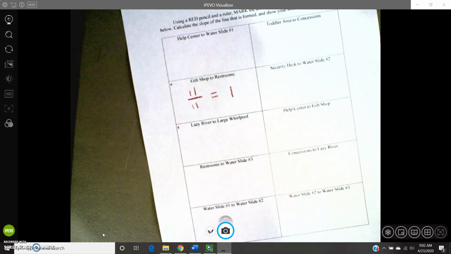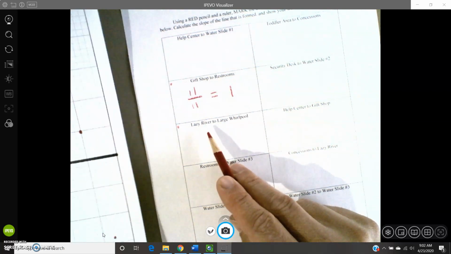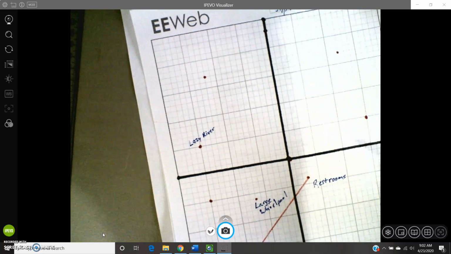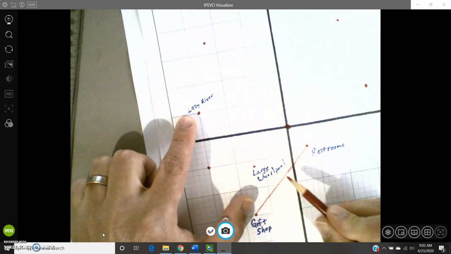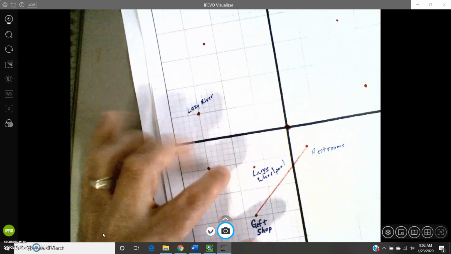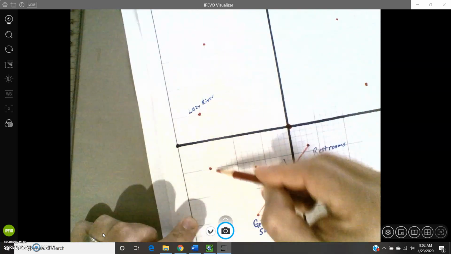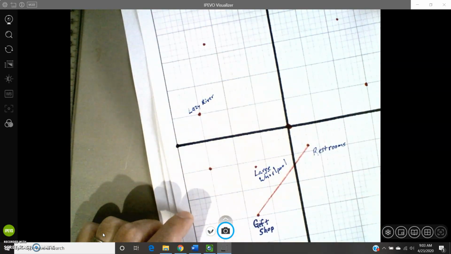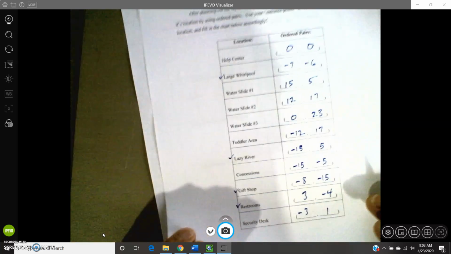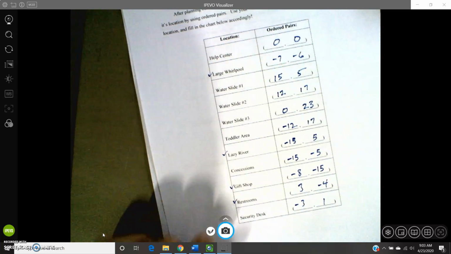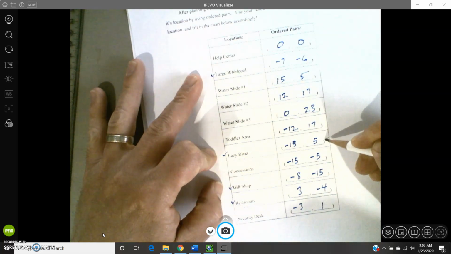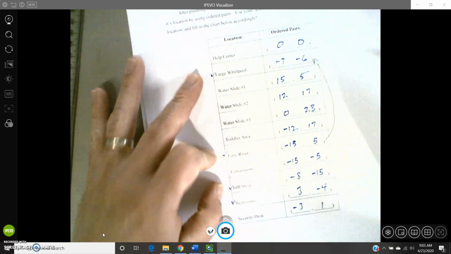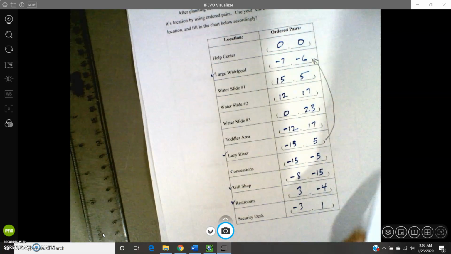All right. Now I'm going to do the lazy river to the large whirlpool. Okay. My lazy river is here. My large whirlpool is here. But instead of using rise over run, I'm going to use the slope formula method. So I come over here and I'm looking at lazy river and large whirlpool. So I'm going to use these 2 points here. I just want to check to make sure I have everything in the right spot.